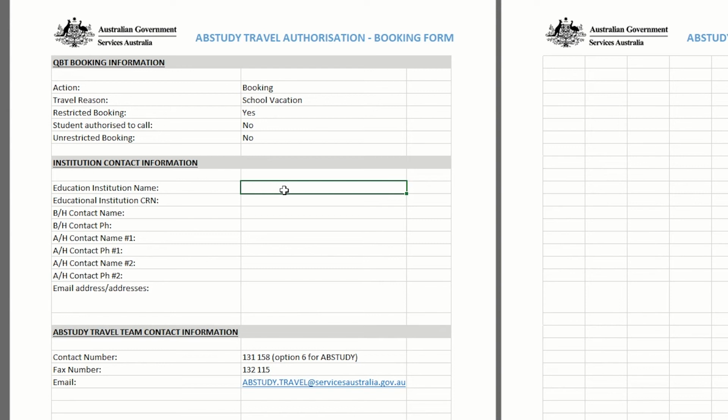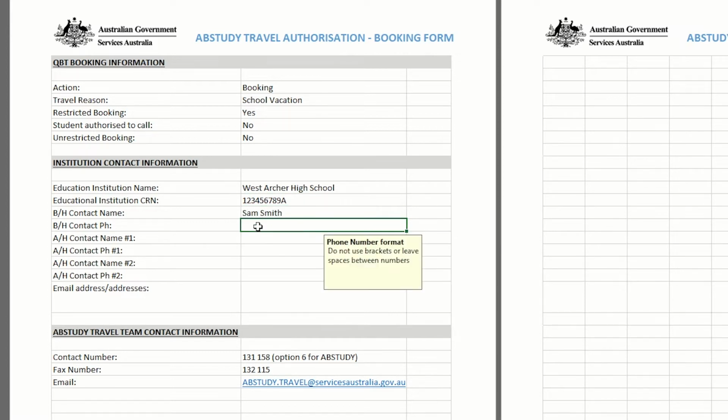In the Institution Contact section, you need to fill out your contact details. You must put a contact for business hours and after hours. The ABSTUDY Travel Team Contact Information section will be pre-filled for you. There's no need to make any changes.